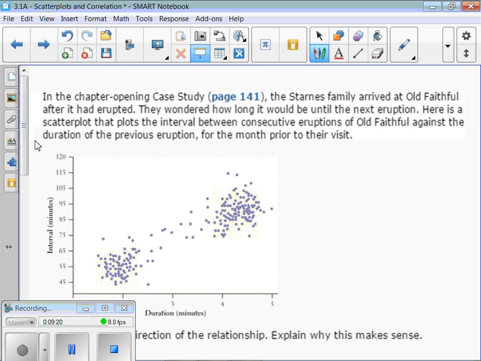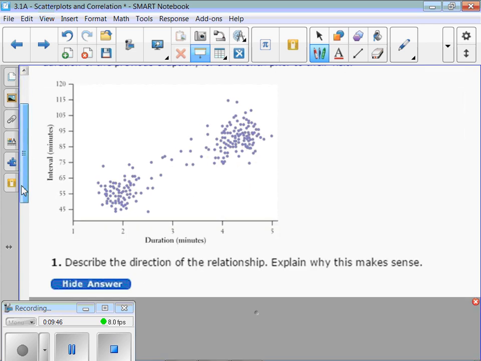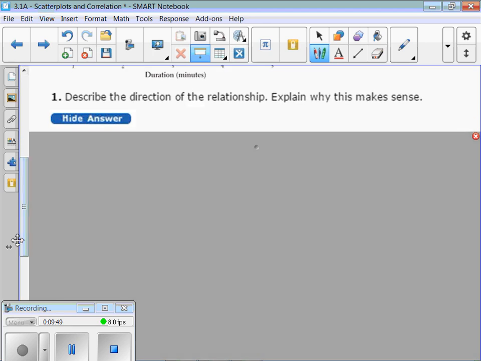All right, so we'll do a lovely scatter plot here. We've got the Starnes family again that arrived at Old Faithful after it had erupted. They wondered how long it would be until the next eruption because they want to see it. This is a scatter plot that plots the interval between consecutive eruptions of Old Faithful against the duration of the previous eruption for the month prior to the visit. So how long are they going to have to wait?